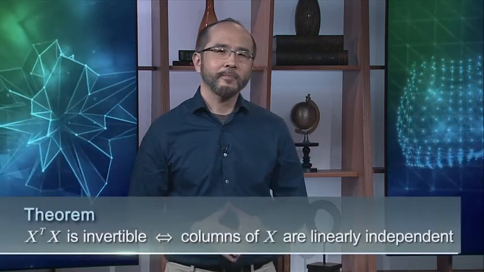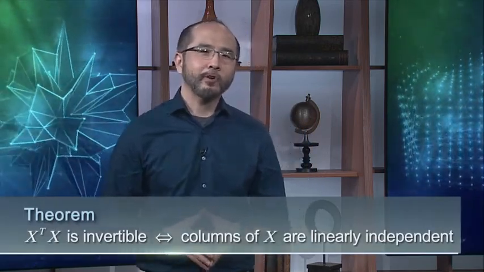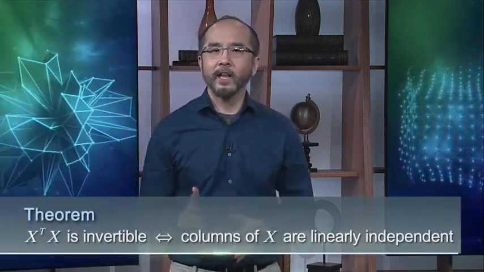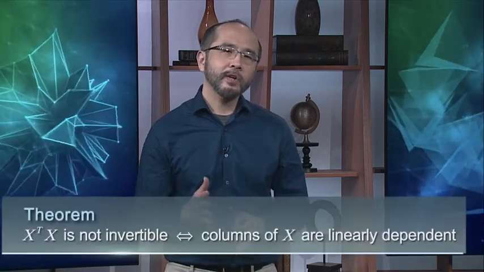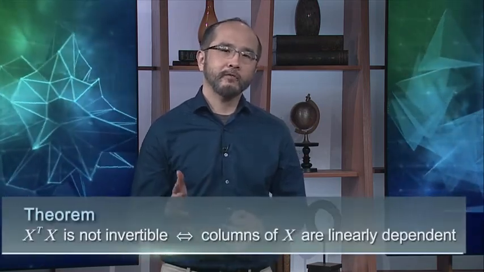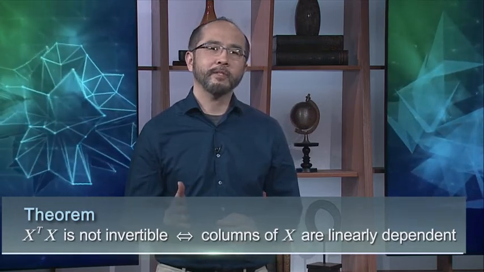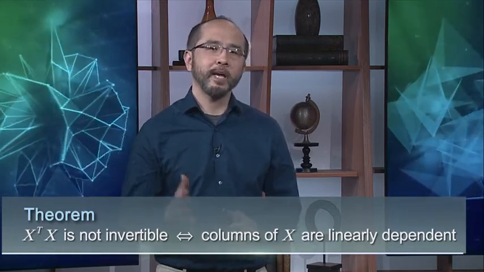And there's a theorem for that. It says X transpose X is invertible if and only if the columns of X are linearly independent. Let's prove this by proving a logically equivalent statement, that X transpose X is not invertible if and only if the columns of X are linearly dependent. I hope you'll agree both statements are saying the same thing. And a proof goes like this.